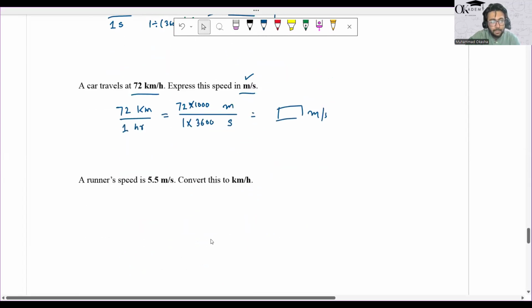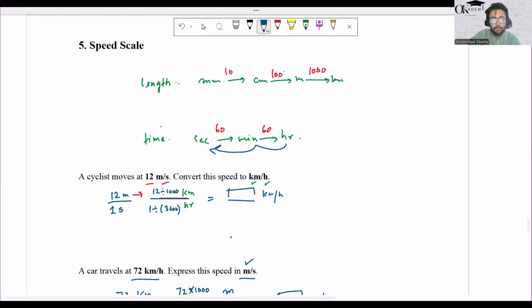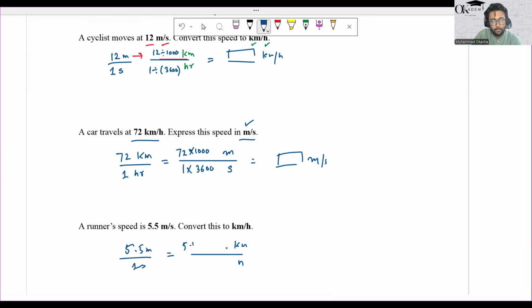Okay, a runner's speed is 5.5 meters per second. Convert this into kilometers per hour. 5.5 meters divided by 1 second. Again, kilometers per hour. So going from 5.5 meters to kilometers, meters to kilometers is forward. Forward is division. So I'll divide 5.5 by 1,000. And you have 1 second.